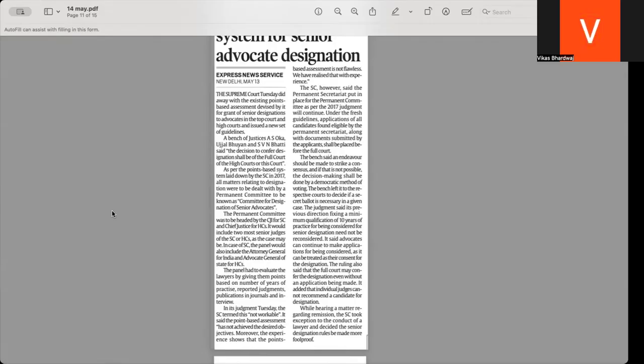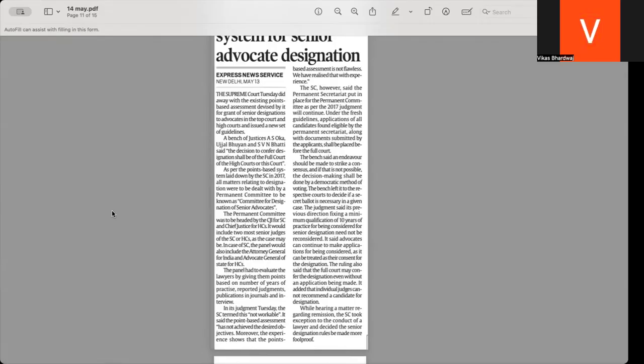The Supreme Court on Tuesday said the point-based assessment is not workable and has not achieved the desired results. That is why it is given up. A permanent secretariat is to be put in the bar committee as per the 2017 judgment. It will continue, and fresh guidelines will be there. Applications of all candidates found eligible will be taken up and placed before the court.